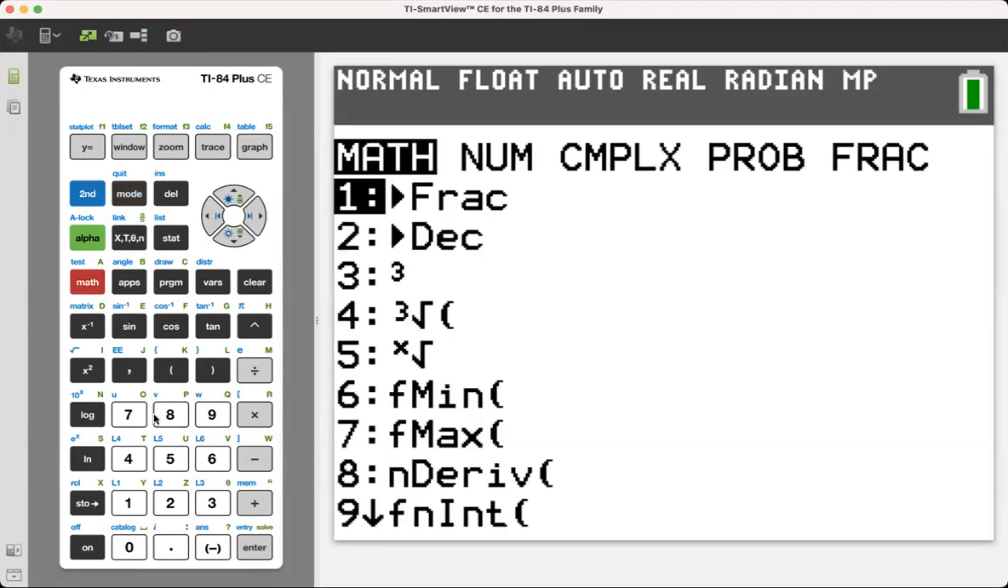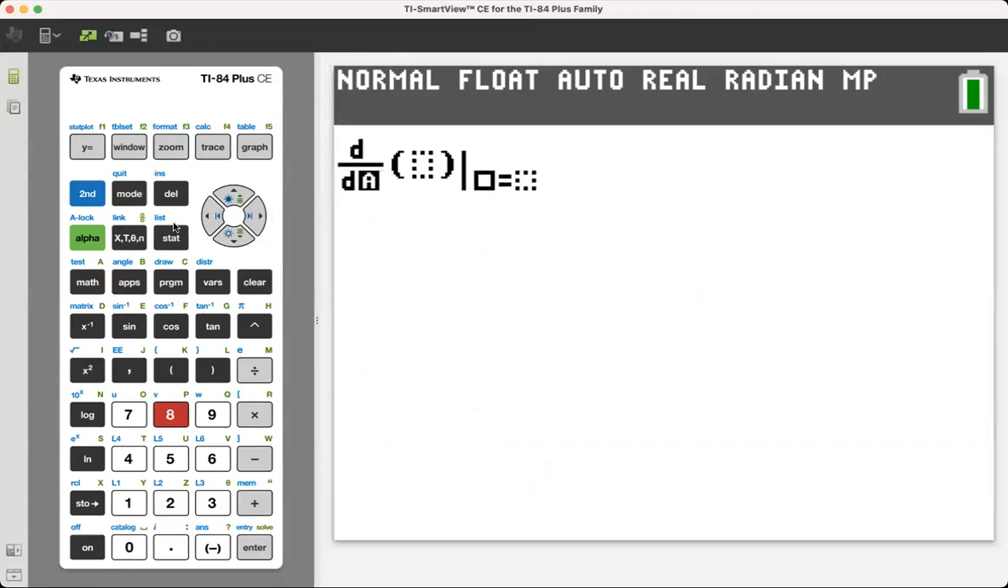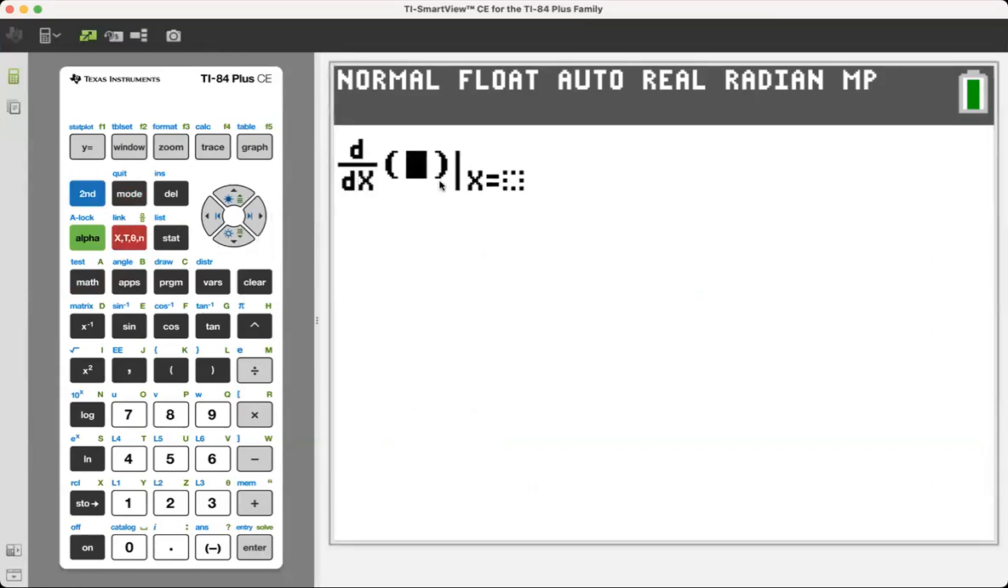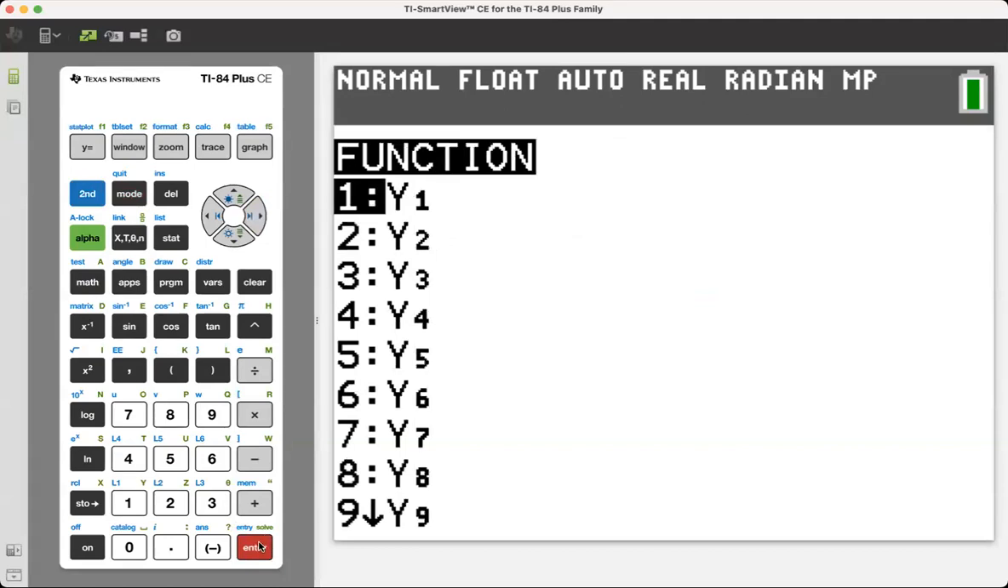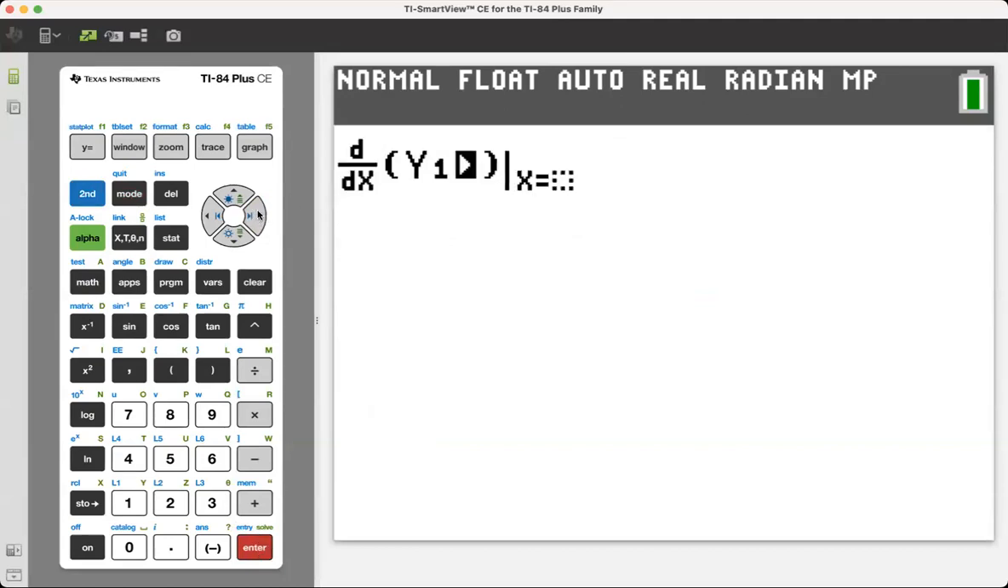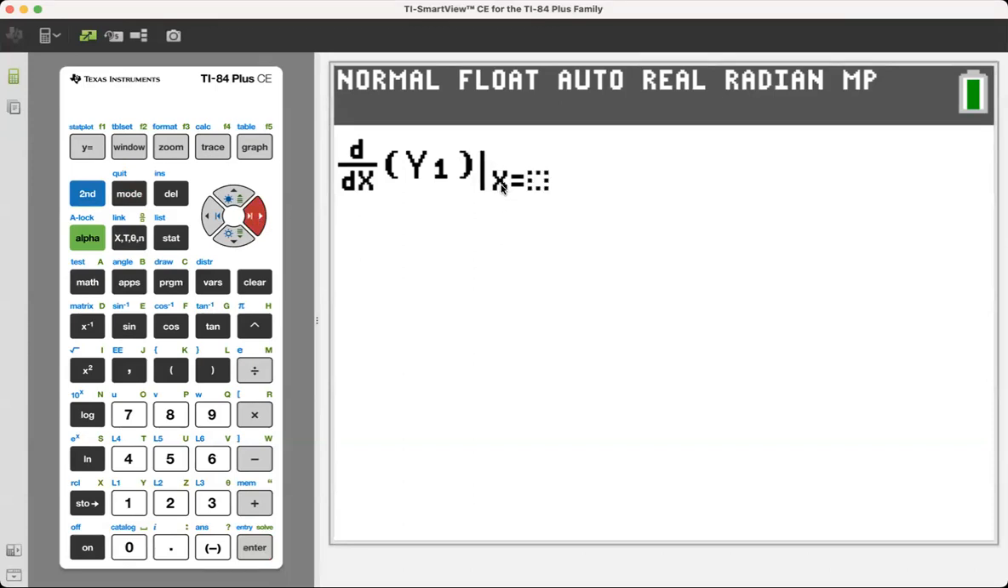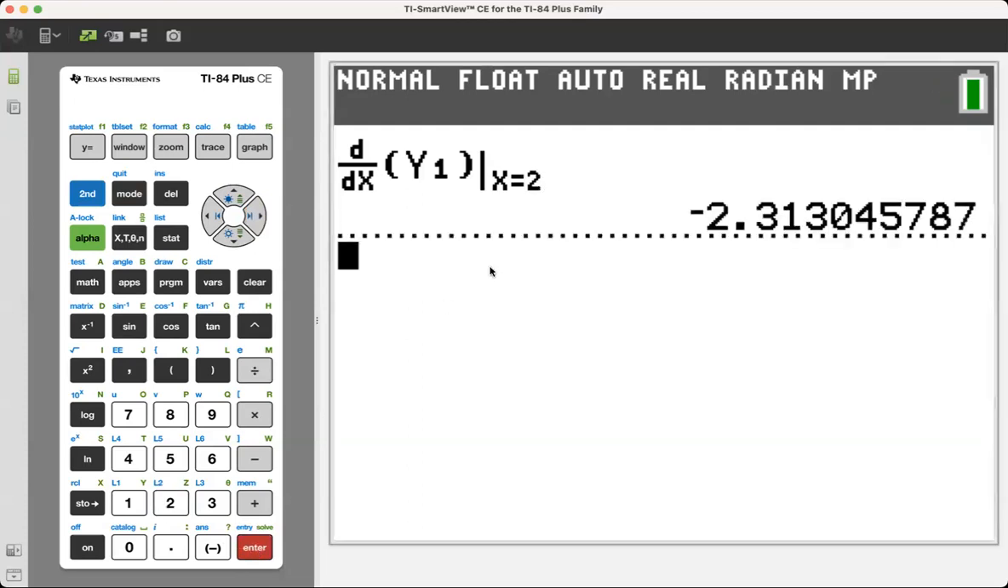So that would be math 8. Derivative is d over dx. We are plugging in the velocity function, which is stored as y1. So vars, y vars, enter. And we are evaluating it at time of 2, so t equals 2 or x equals 2. And lo and behold, the acceleration at time 2 is negative 2.313. Okay, so remember the derivative of velocity gives you acceleration info.